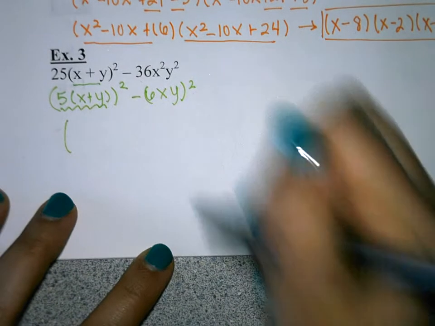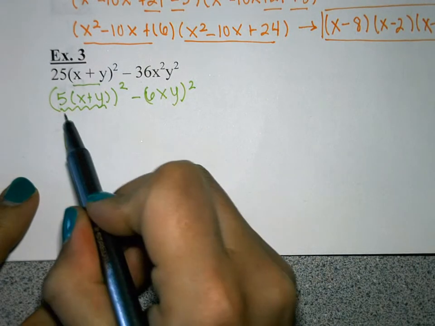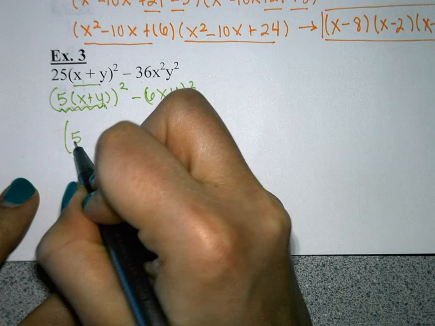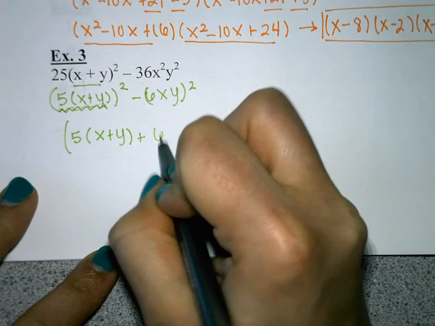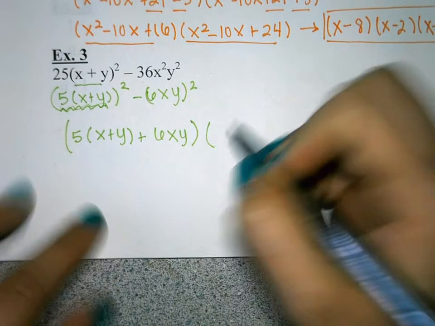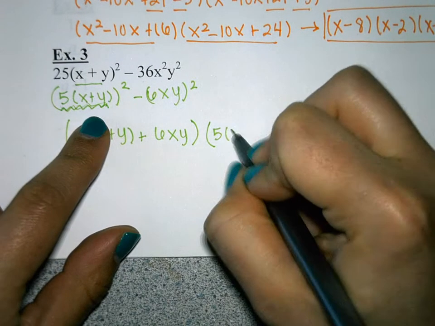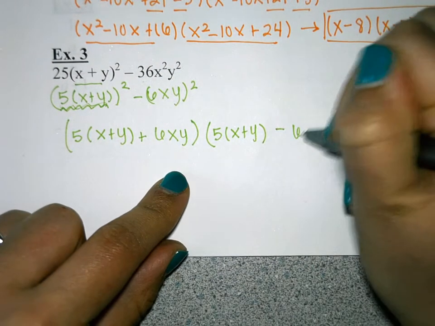So let's set up our difference of two squares. We take the square root of the first one, which is already laid out for us. So that's going to be 5 times (x + y) plus 6xy, times, and then we'll do the same thing again, 5 times (x + y) minus 6xy.